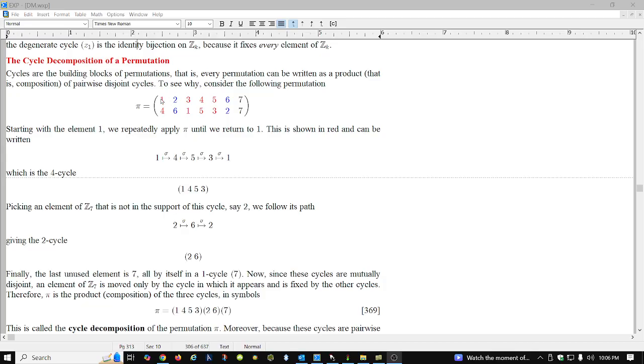So 1 goes to 4. These are the elements in red. 1 goes to 4, which goes to 5, which goes to 3, which goes back to 1. And so it's written this way. And that is this 4 cycle, 1, 4, 5, 3.